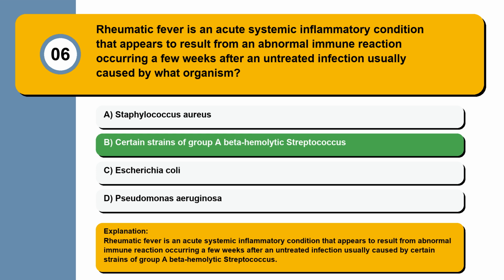Rheumatic fever is an acute systemic inflammatory condition that appears to result from abnormal immune reaction occurring a few weeks after an untreated infection, usually caused by certain strains of group A beta hemolytic streptococcus.